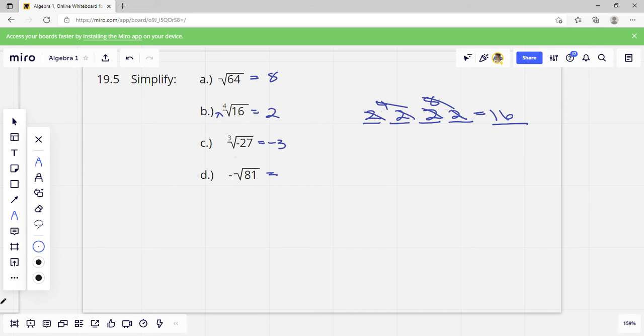Alright, so this one, see how the negative is outside the radical? That means we're just going to put a negative before we put our answer. So it means the opposite of whatever the square root of 81 is, which is 9. 9 times 9 is 81. So that would be negative 9.